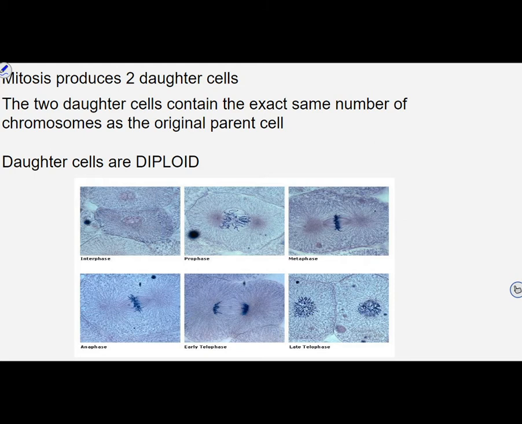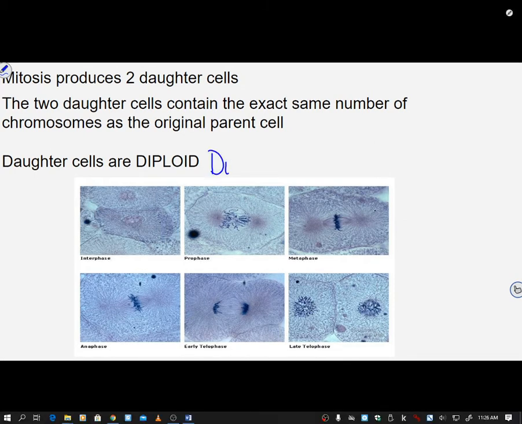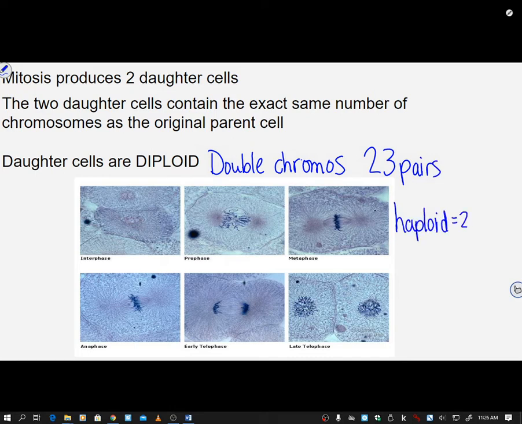Daughter cells are diploid, which means they have double the chromosomes. Haploid means half. If you're haploid, you just have 23. Diploid means that they have all 23 pairs of chromosomes.